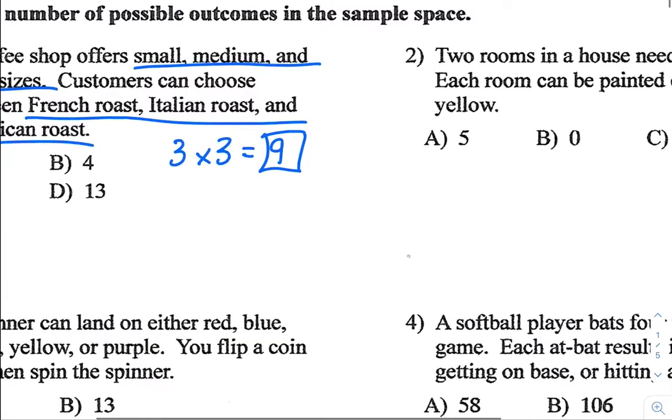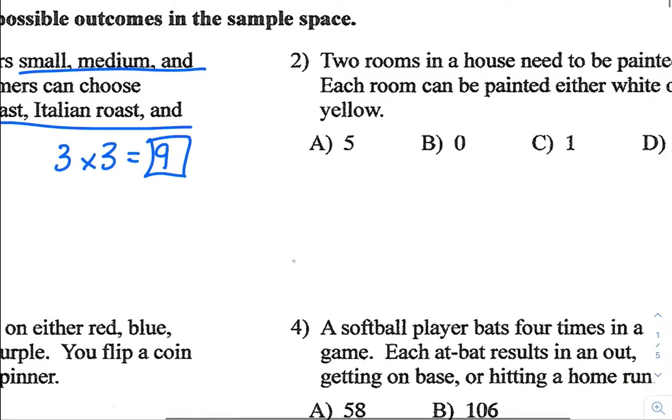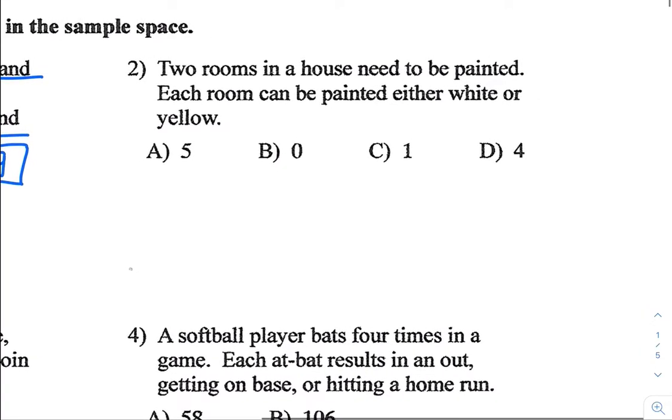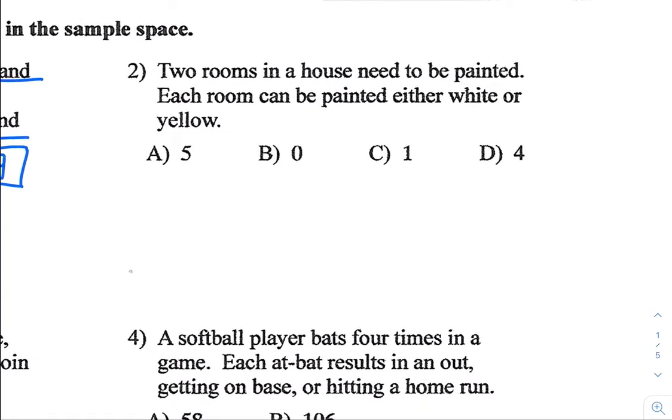Number 2. 2 rooms in a house need to be painted. Each room can be painted either white or yellow. So that's another 2 cases. So 2 times 2, which would give us 4. All right. So remember, this is just your guys' counting principle.